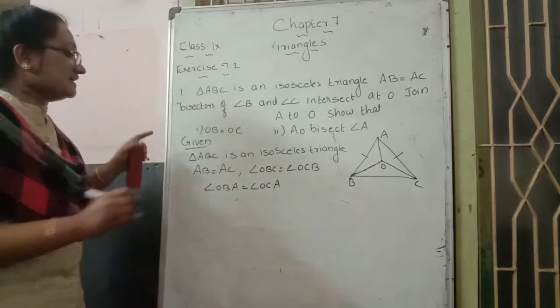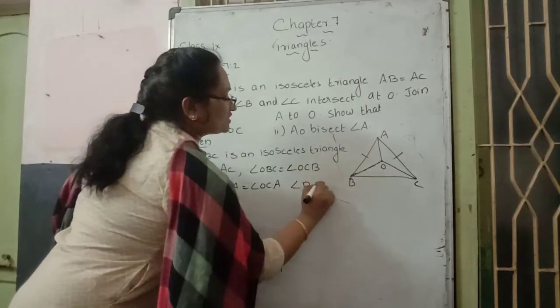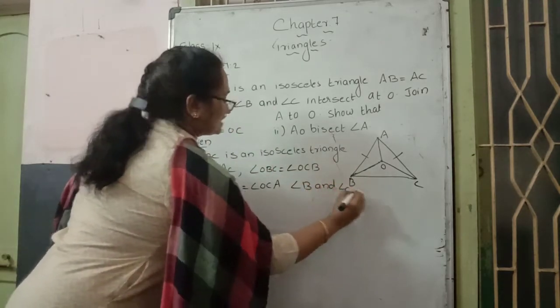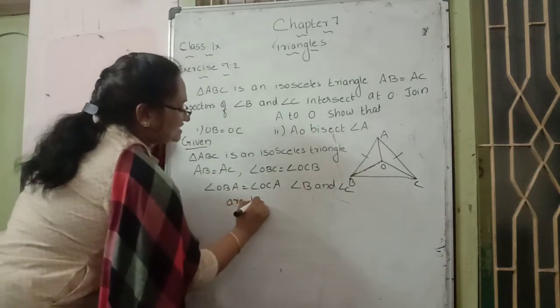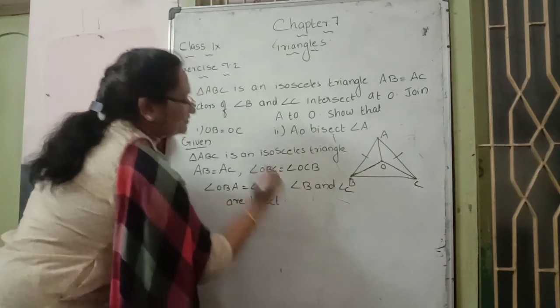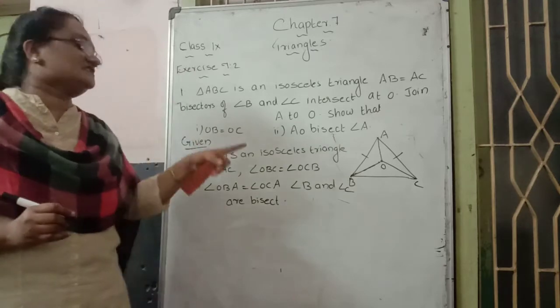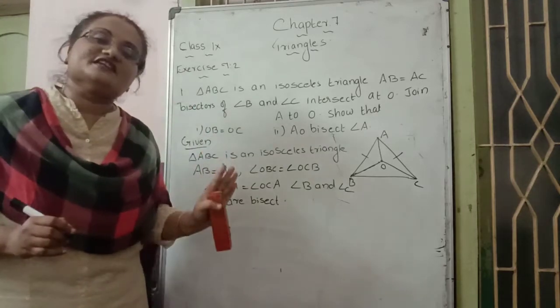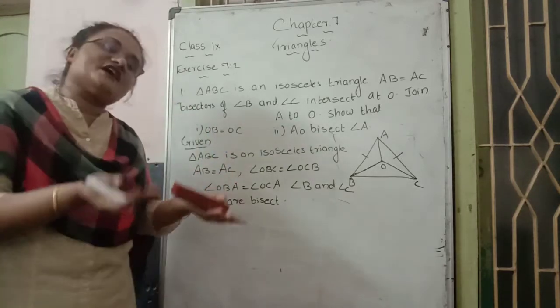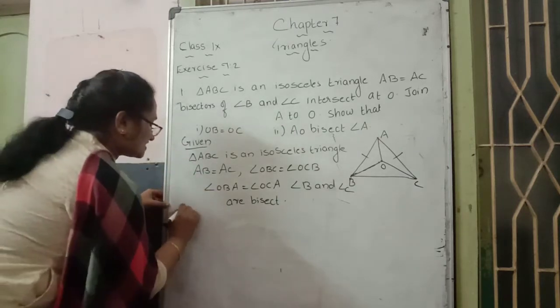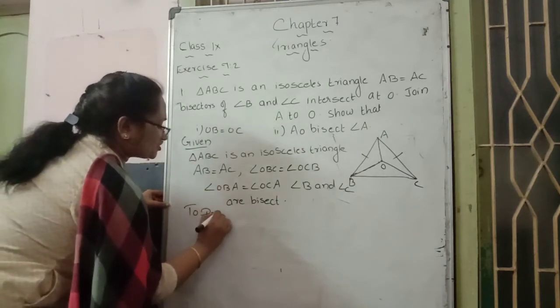For this reason, we write that angle B and angle C are bisected. They are bisected; that is the reason. These are the information given in the question. So next, what do we want to do? To prove. The second step is to prove. What do they ask to prove?